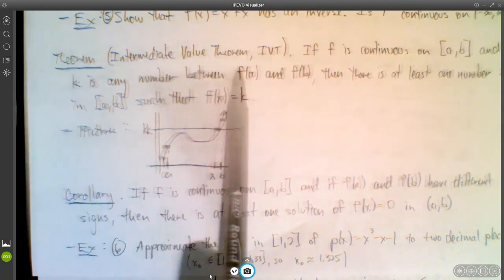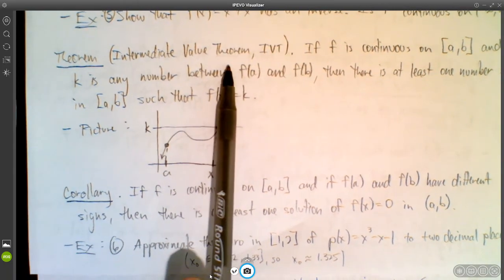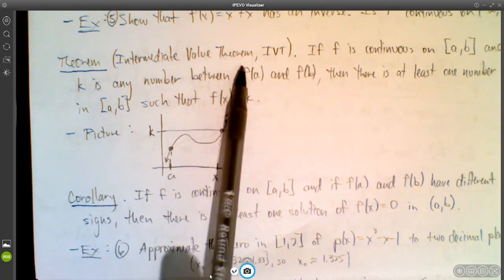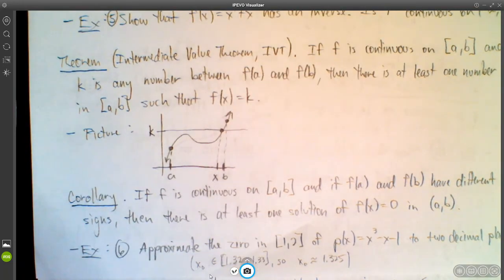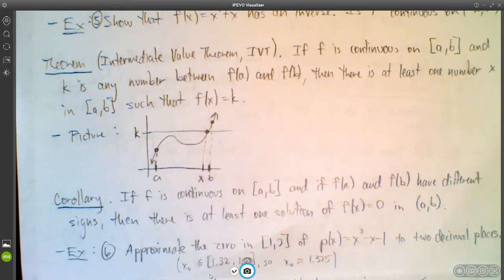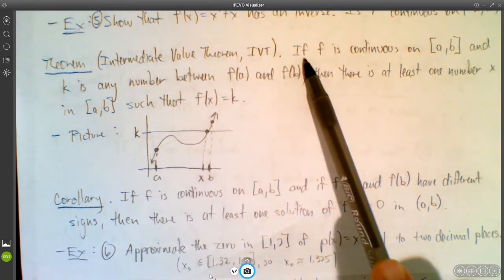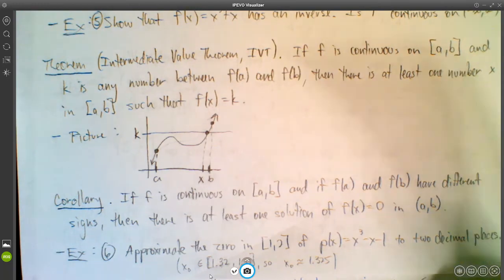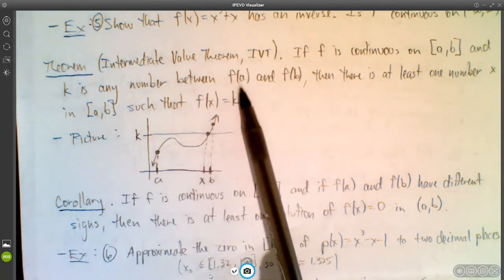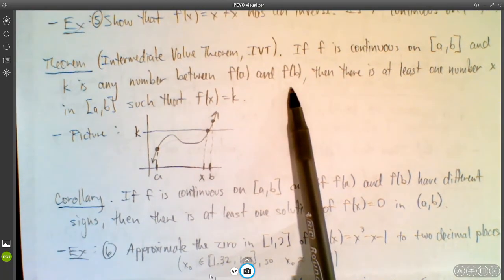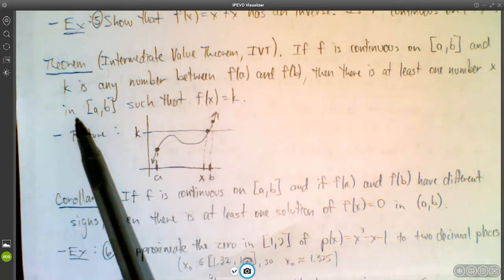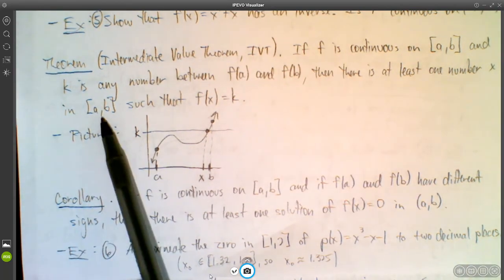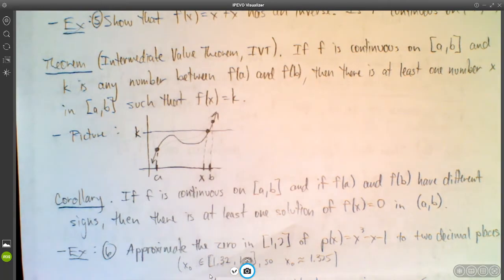So this is the intermediate value theorem, and if we refer to it again in the semester, which we probably will, we'll just call it the IVT for short. But the intermediate value theorem says if f is continuous on some closed interval from a to b, and k is any number between f of a and f of b, then there's at least one number x in the interval a, b, such that f of x equals k. Here's what we're trying to say.